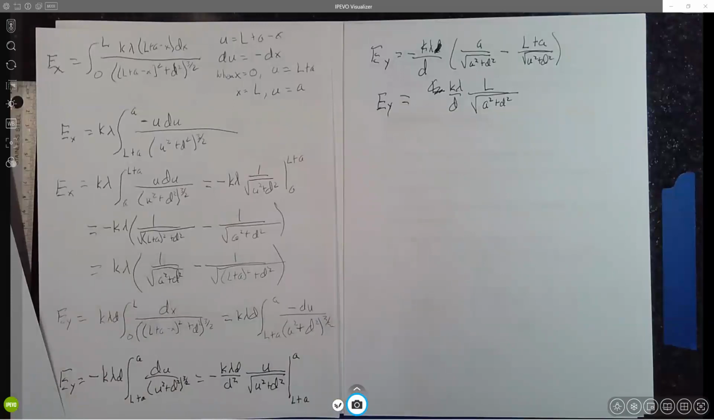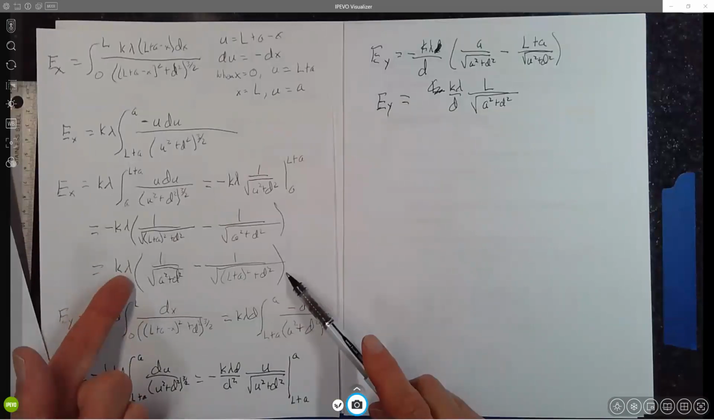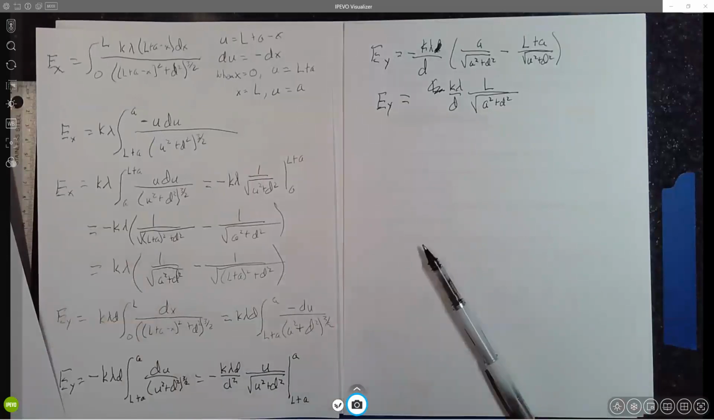Actually, this one ends up going towards 0 if you let d get enormous, I think. So a couple of examples there today of seeing how you could actually integrate and figure out an electric field.